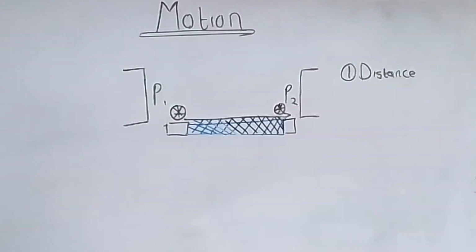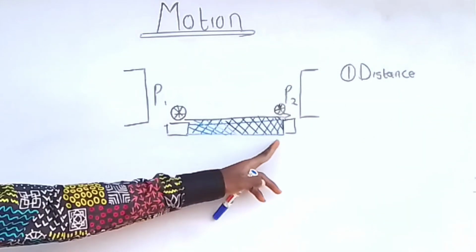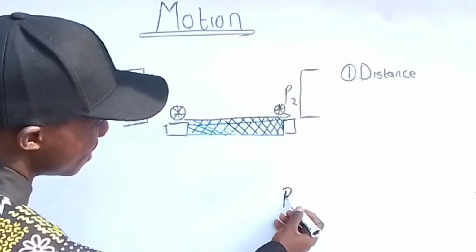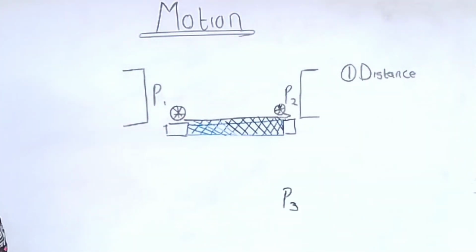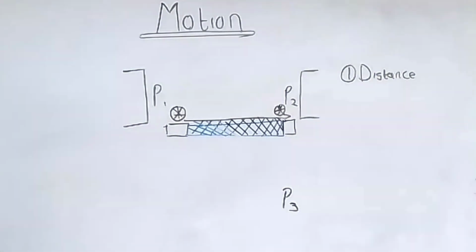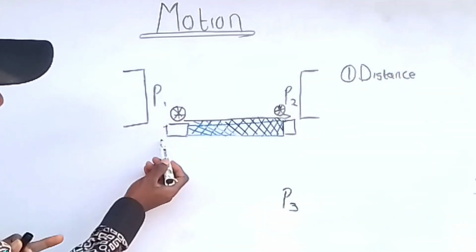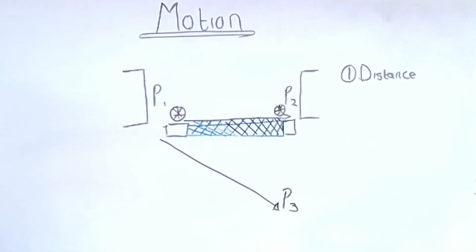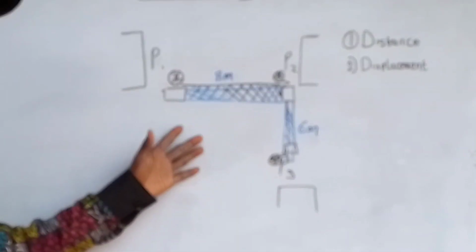Let's assume that as player 1 kicked the ball to player 2, player 2 also kicked the ball to player 3. Let me put player 3 in this place. Now we are told to calculate the displacement of the ball. In that case, don't forget that the definition of displacement is the shortest distance traveled by an object. The displacement of the ball will be from this place to this place, because displacement tells us the shortest distance traveled by the object. Okay, let us try to solve this question.